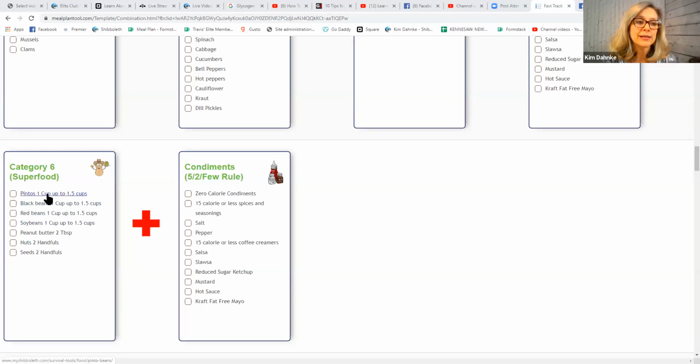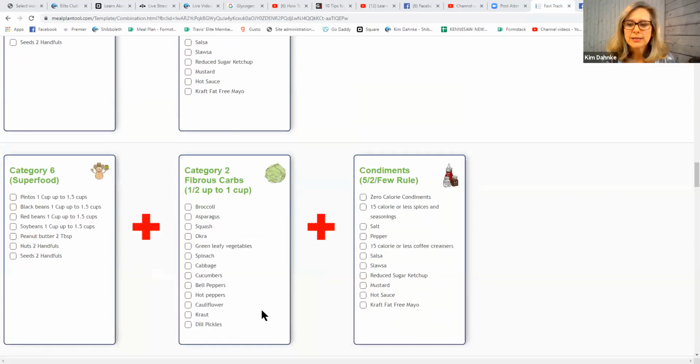Let's read over and familiarize ourselves with some things that come in that category. Pintos, black beans, red beans, soybeans, peanut butter, nuts, and seeds. So those are just a few examples. We also have garbanzo beans and avocados and those kind of things that are in this superfood category. It says you can have a cup up to 1.5 cups of that. You can doctor it up with the right condiments and have a great fat burning meal, so you can have a 6 by itself.